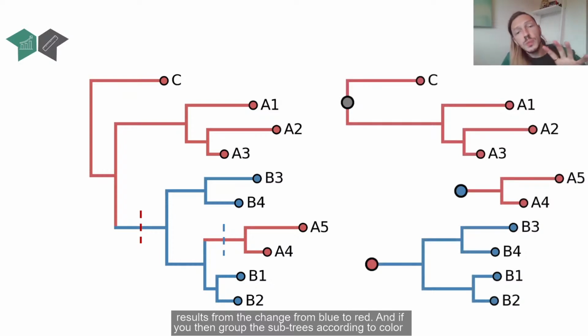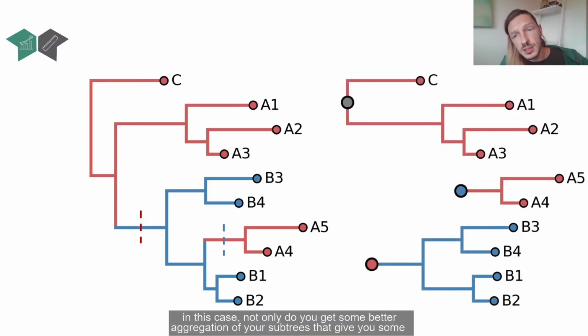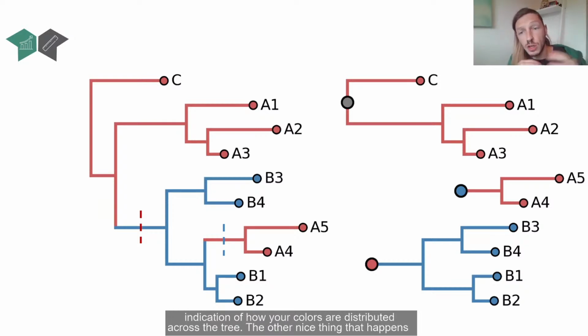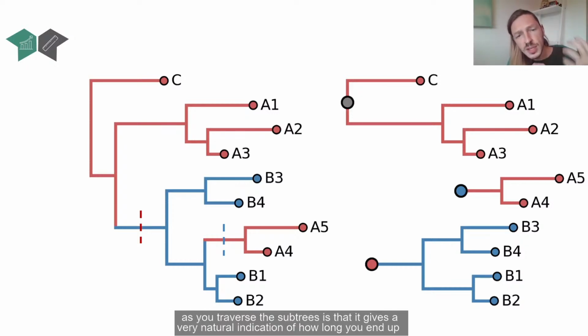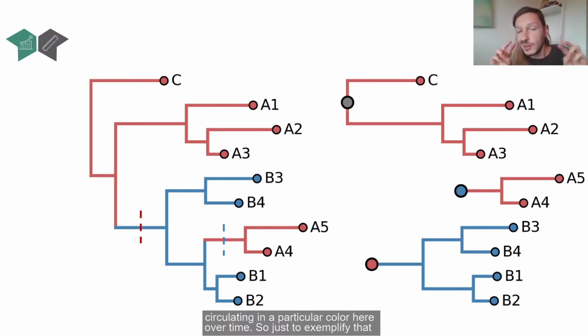And if you then group the subtrees according to color, in this case, not only do you get some better aggregation of your subtrees that give you some indication of how your colors are distributed across the tree, the other nice thing that happens as you traverse the subtrees is that it gives a very natural indication of how long you end up circulating in a particular color here over time.